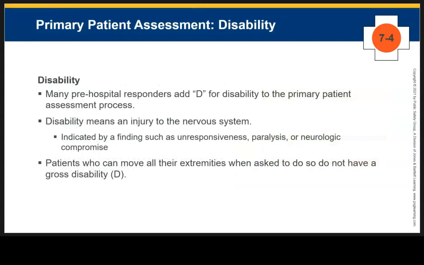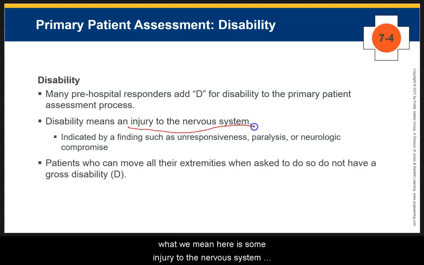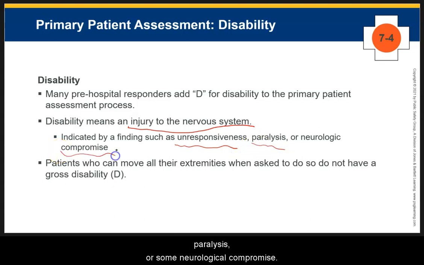vasoconstriction. Now the D in ABCD stands for disability, and specifically what we mean here is some injury to the nervous system. That's going to express itself as unresponsiveness, paralysis, or some neurological compromise. We might find when we rank a patient on the AVPU scale, or we investigate how alert they are and how oriented they are to person, place, time, or event, that a deficit is there.